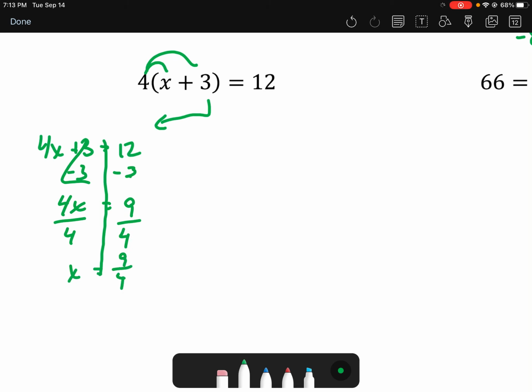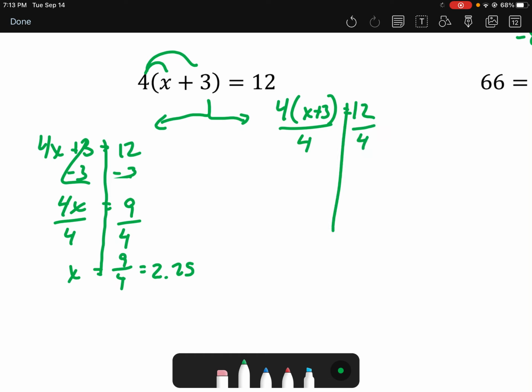And I'm left with 9/4. Or 2.25. Yeah. Or I can go a different route where I divide both sides by 4. So I'm starting off here. And I'm going to divide both sides by 4. Because the distributive property is really just multiplication, by dividing, I'm just canceling out those two 4s. Just giving me that parentheses part. And then that equals 3.